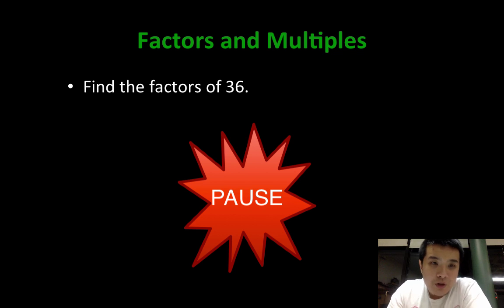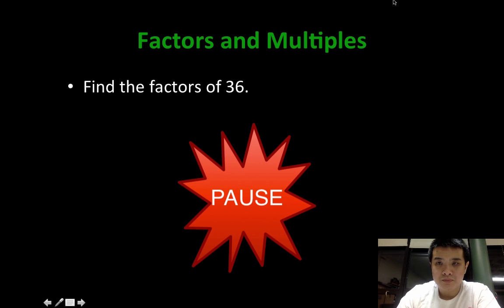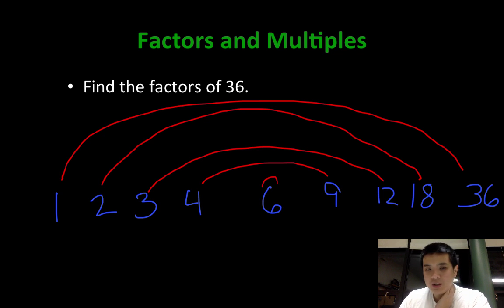I want you to pause the video at this point and try to create a factor rainbow to find the factors of 36. Hopefully your factor rainbow looks something like this. So we have 1 times 36, 2 times 18, 3 times 12, 4 times 9, and 6 times 6. Notice how when we have a factor multiplied by another one of itself, like we have 6 times 6, the factor rainbow just takes it from the 6 and goes back to the same number.